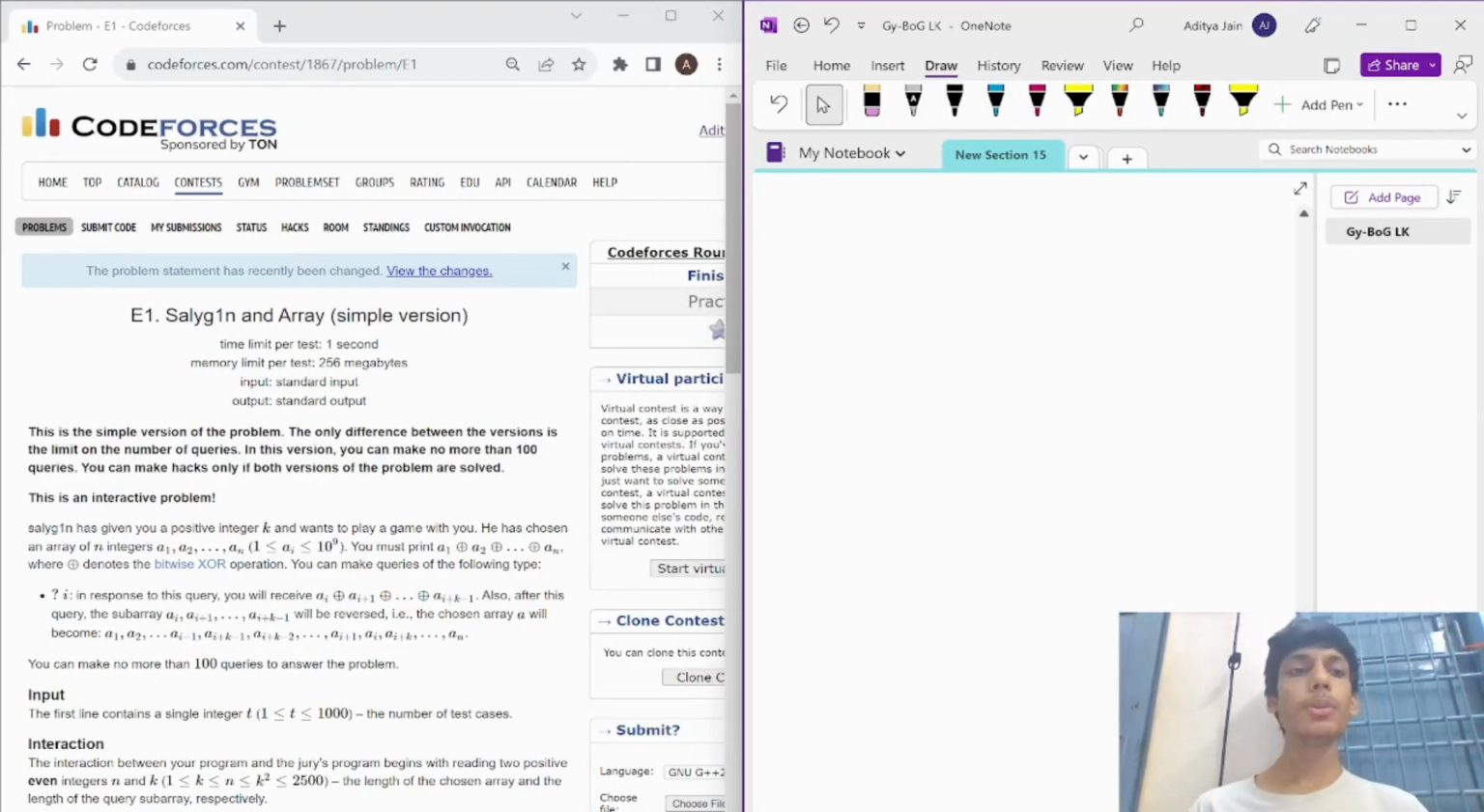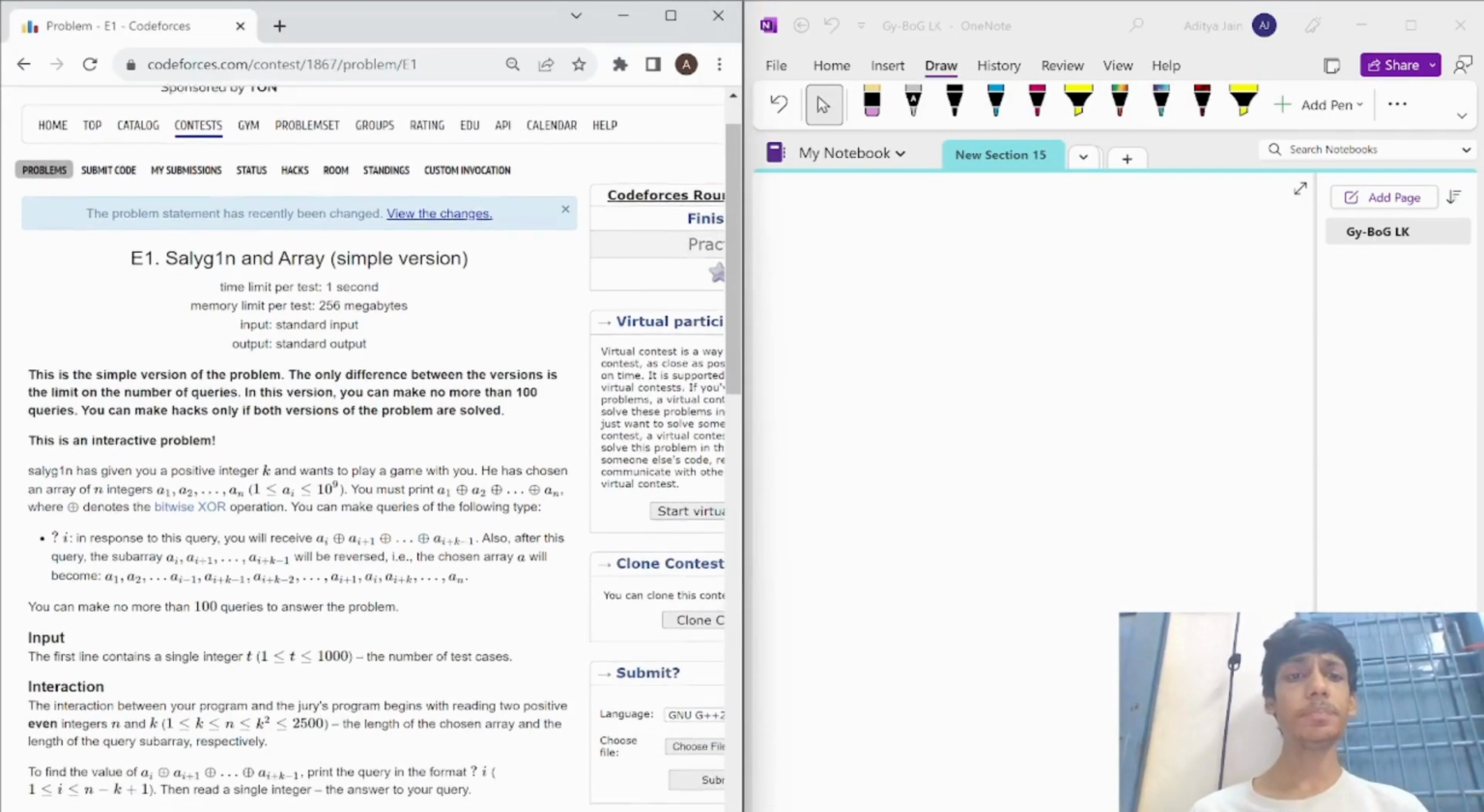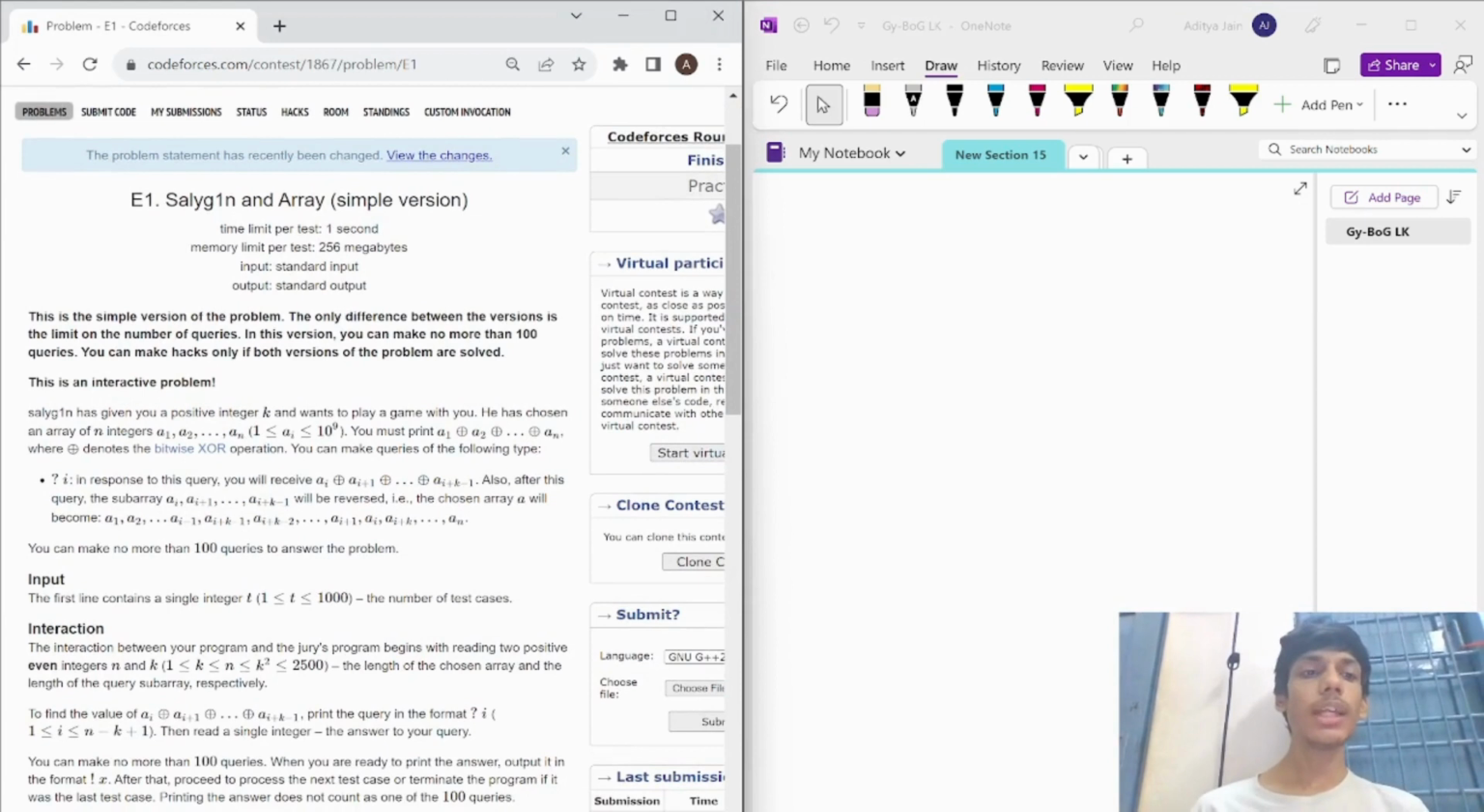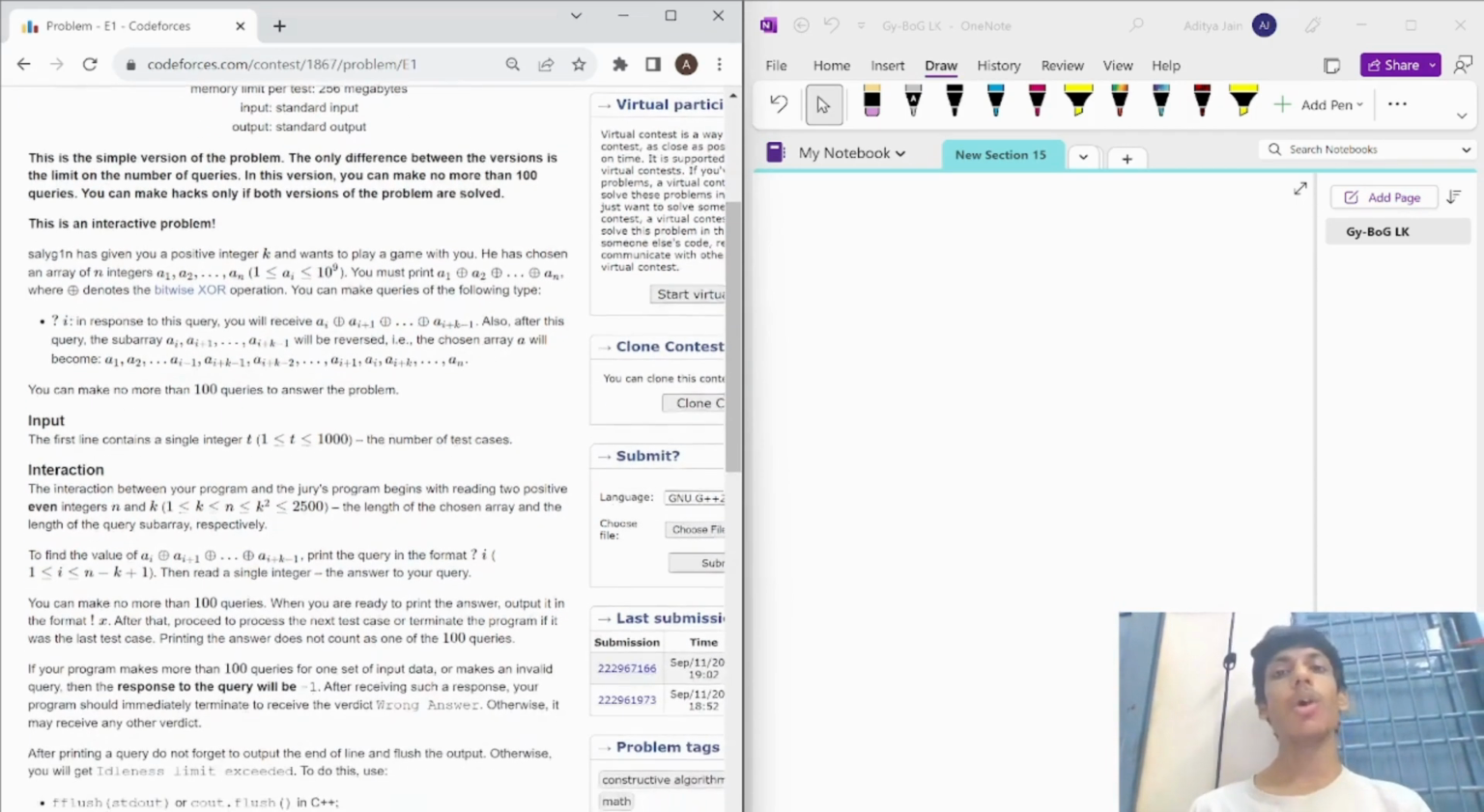The only difference between the problem E1 and E2 is, in the simple version you can make no more than 100 queries, and in the problem E2 you can ask at most 57 queries. This is the only difference between the problems E1 and E2. Now, what you have to do in this problem is, you have an array of n integers which you don't know. Finally you have to output the XOR of all the elements in it. How are we going to do it?